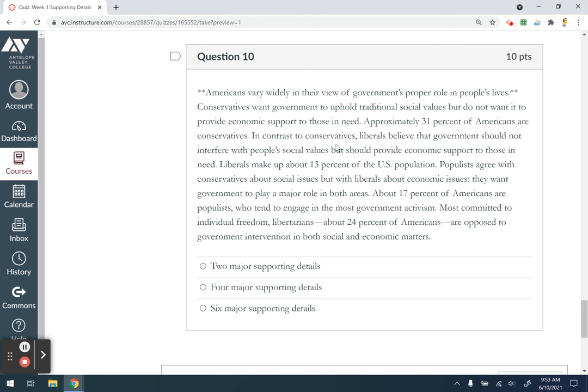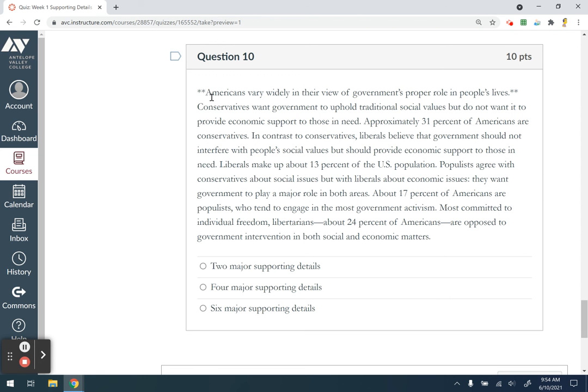So here, we know we're talking about the various types of government and the different types of people and the role of government. So if we look at sentence one here, this is the main idea. Americans vary widely in their view of government's proper role in people's lives. So we're going to look for the major supporting details. As we look through, we have the choice between 2 major supporting details, 4, or even 6.